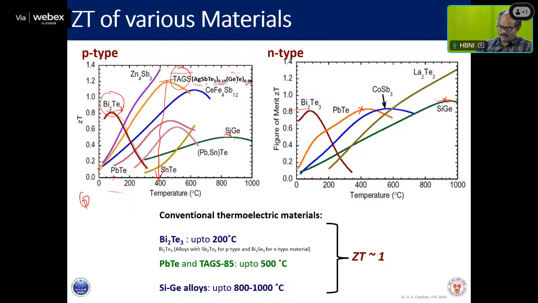So to conclude, if you want to work up to 200 degrees centigrade, then bismuth telluride is a good choice, and up to 500 degrees centigrade temperature difference, lead telluride and TAGS 85. The 85 comes from this fraction: this is 85 and this is 15. And if the temperature difference is even higher, one can use silicon germanium alloys.